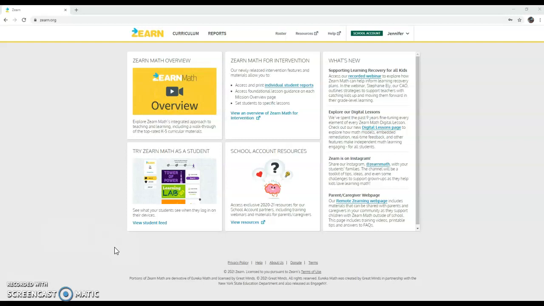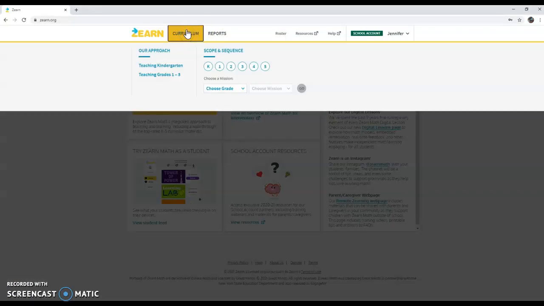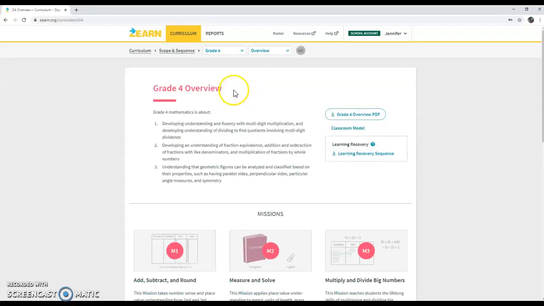Zearn is specifically geared towards math instruction, and it is a very comprehensive curriculum that is easily laid out for teachers to use the resources and support students. When you click the curriculum link, you have access, in my case, to the curriculum from grades K to 5. I will be referring to grade 4 because that is the grade that I teach.